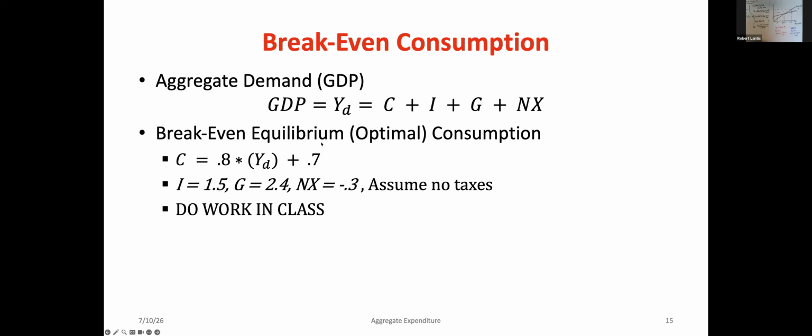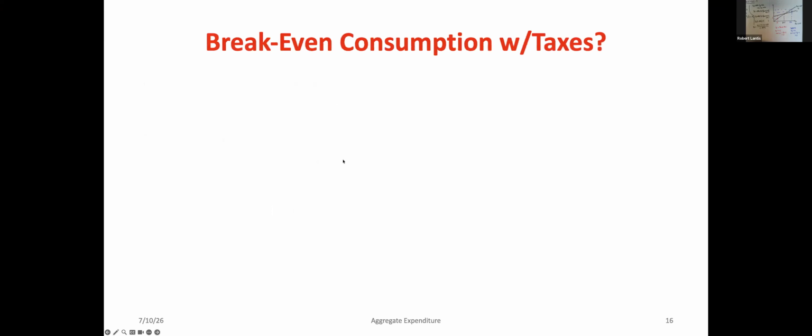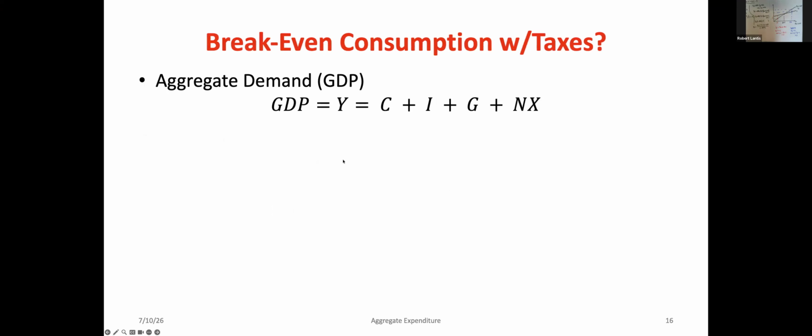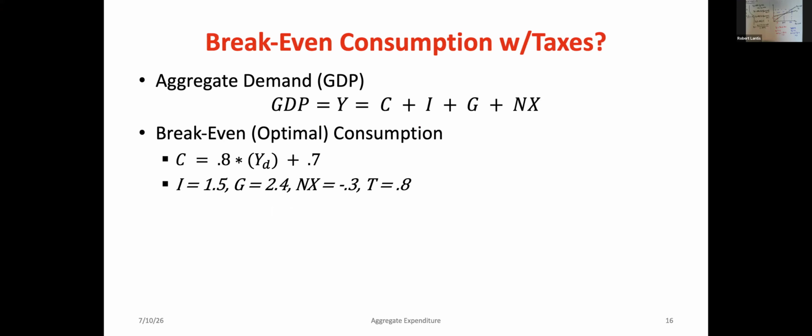So what if instead, I can get my slides, so there we go. What if we have taxes, right? So same kind of setup, but I now have this value of taxes, which is told to me to be 0.8, okay? So our disposable income will be whatever level of income we're making.